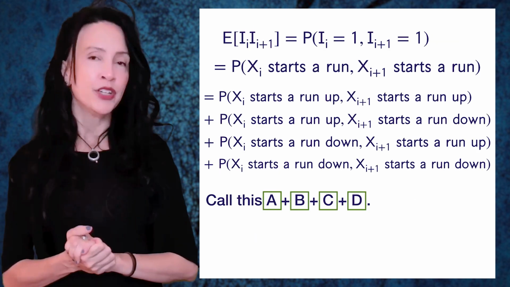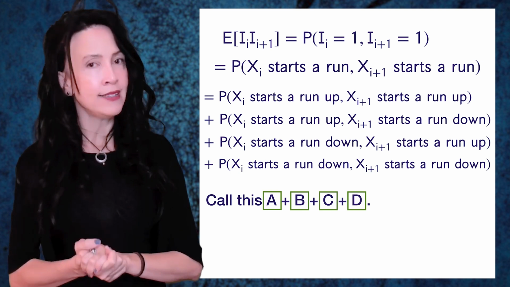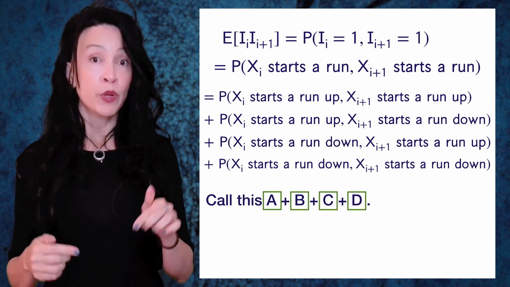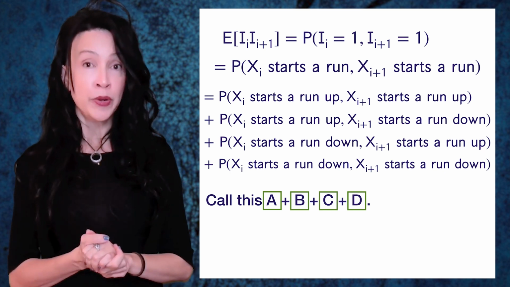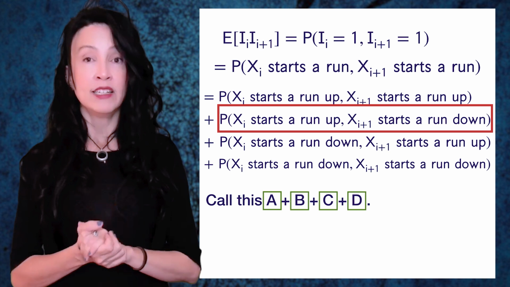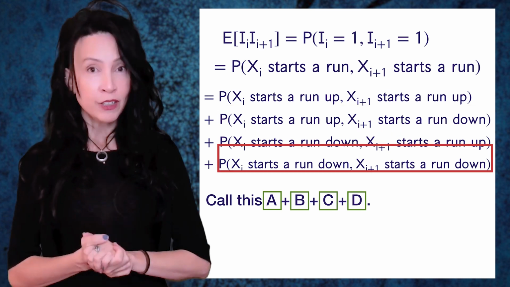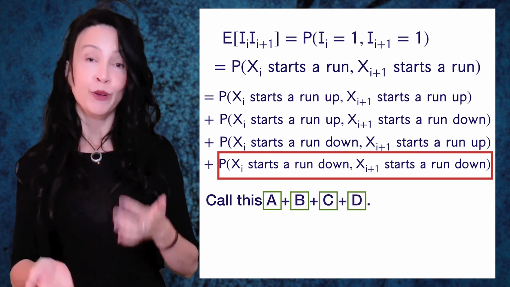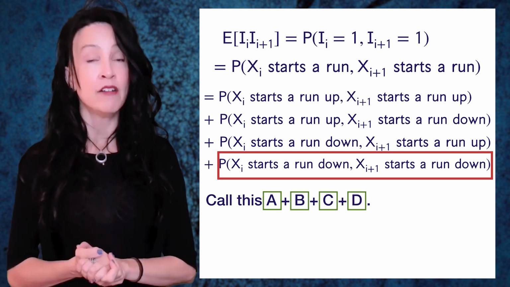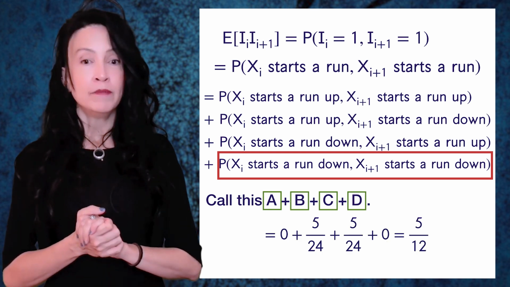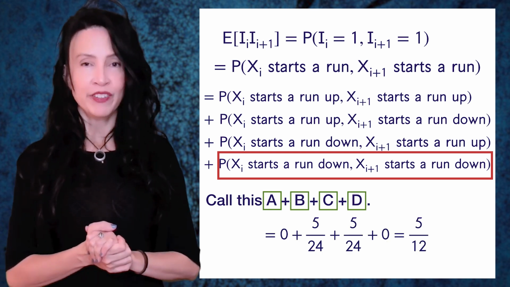Remember, the expectation of that product is the joint probability that I sub i is 1 and I sub i plus 1 is 1, and we broke that into 4 terms. We determined that 2 of these have probability 0. We just figured out that this term is 5/24, and I claim that there's symmetry here, and this term is also 5/24, but if you don't believe it, you can go through the conditional argument and check it out for yourself. So this entire sum comes to 10/24 or 5/12.